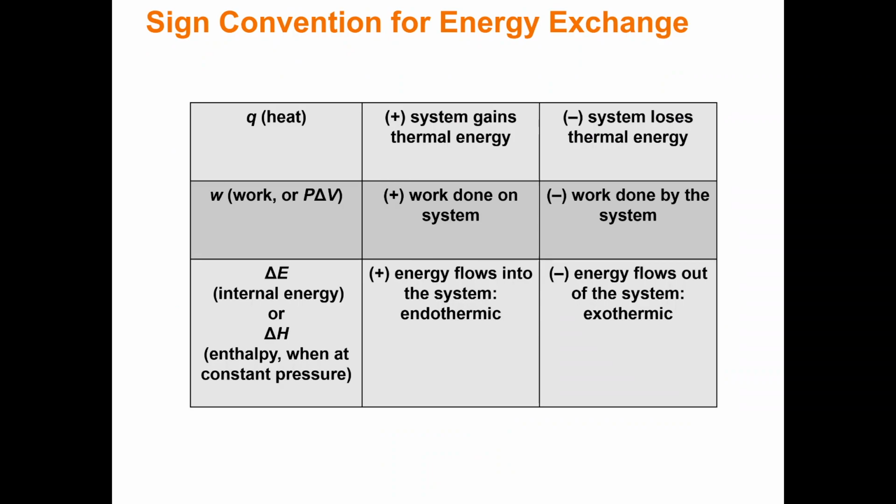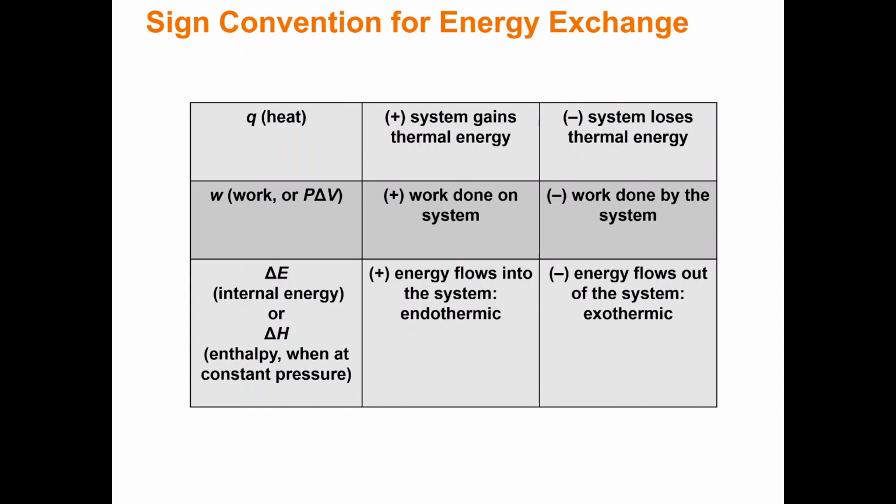Okay, so if we put these all in the same place, we have Q, which is heat, W, which is work, and then delta E and delta H. Okay, so if I have a positive Q, the system is gaining thermal energy. If I have a negative Q, the system is losing energy. Okay, if I have a positive W, work is being done on the system. If I have a negative W, work is being done by the system.